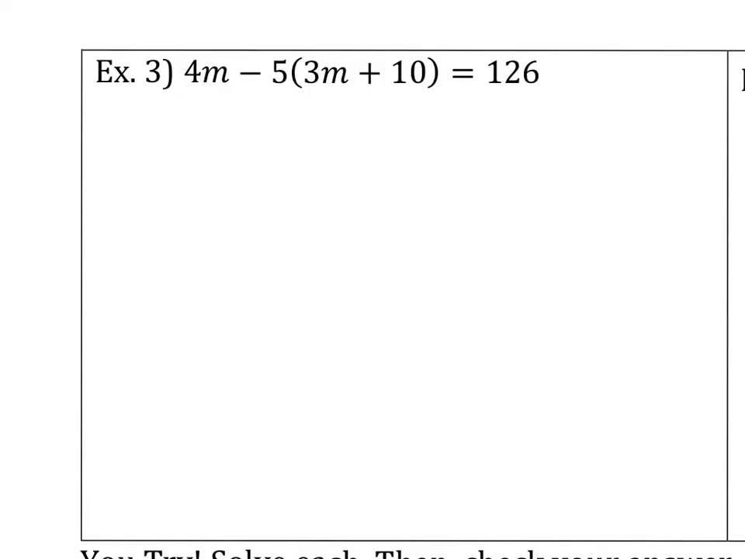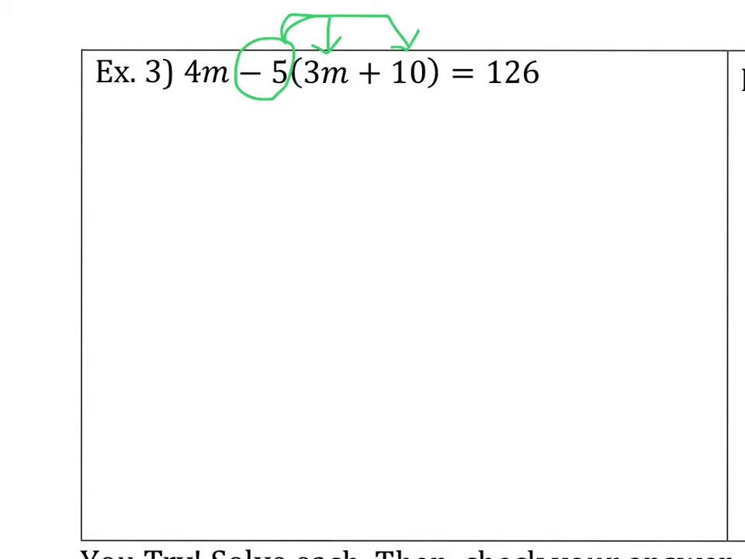All right, if you'd like, go ahead and pause the video and try this on your own before I work it out. So we have 4m minus 5, and then parentheses, 3m plus 10 equals 126. All right, so let's see. We have parentheses, so we need to get rid of those parentheses. We need to distribute. Now, let's look at the number we're distributing. Is that negative 5? It needs to be distributed to the 3m. It needs to be distributed to the 10.